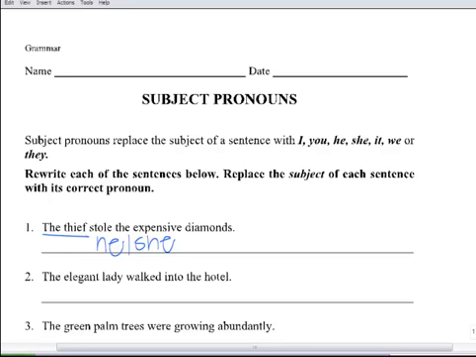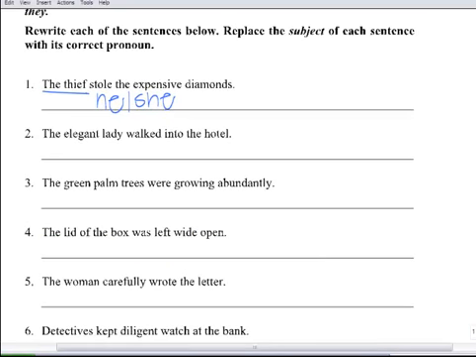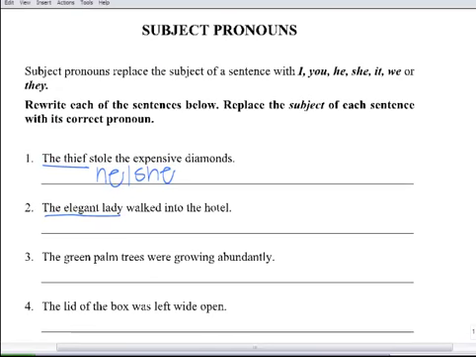The elegant lady walked into the hotel. What's the subject? The elegant lady. So what do we replace that with? She. That's the subject pronoun. The subject is the elegant lady, and the subject pronoun is she. So we can replace the subject, the elegant lady, with the subject pronoun she.